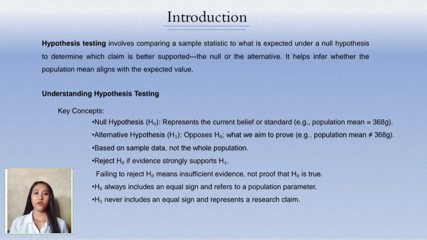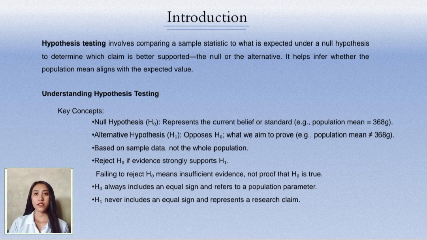Now let's go over the basics. The first one is the null hypothesis, denoted as H sub 0, and the other one is the alternative hypothesis, denoted as H sub 1. The null hypothesis is the idea we already believe or assume. For example, the average weight is 368 grams. So now we assume or we believe that that is true, that the average weight is 368 grams.